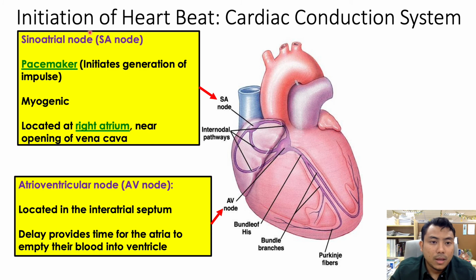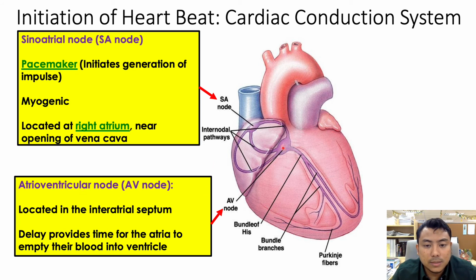Okay, so ni adalah SA node. So it acts as a pacemaker. So saya dah bagi tahu juga tadi, initiates the generation of impulse, where we know the cardiac muscle is myogenic, and this SA node itself is located at the right atrium near the opening of vena cava, dekat bahagian opening tu, and the AV node dekat sini terletak in the interatrial septum.